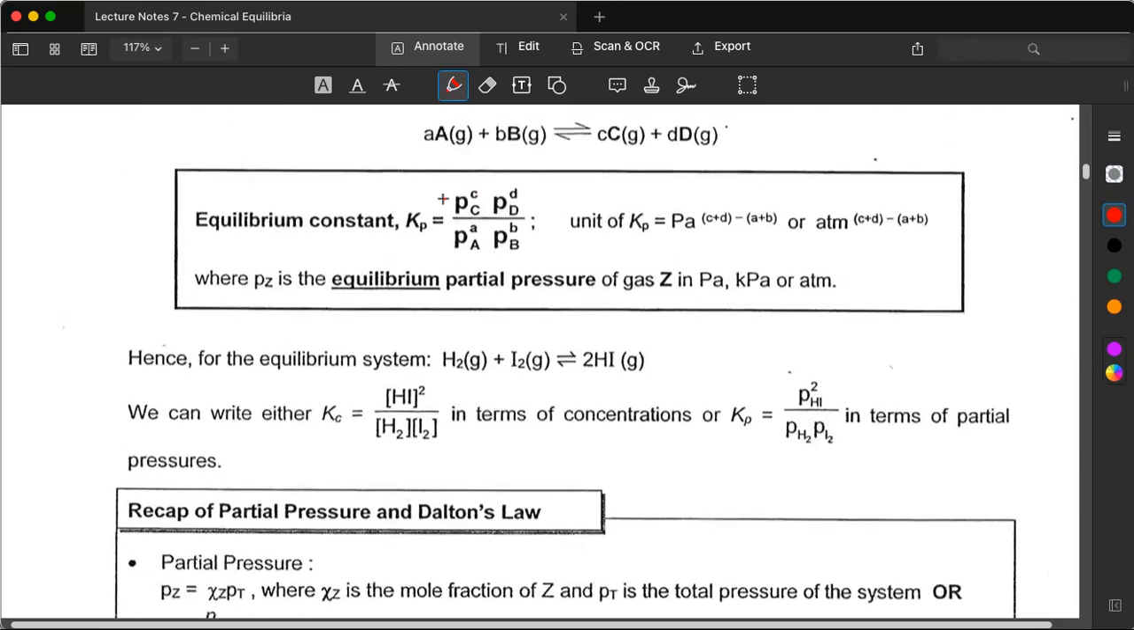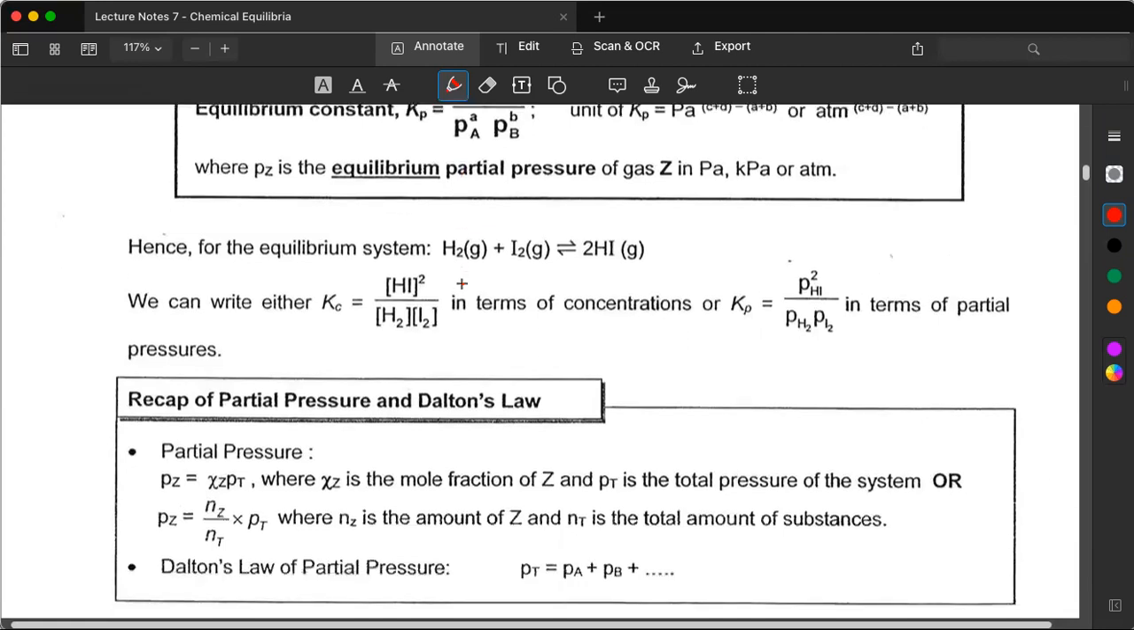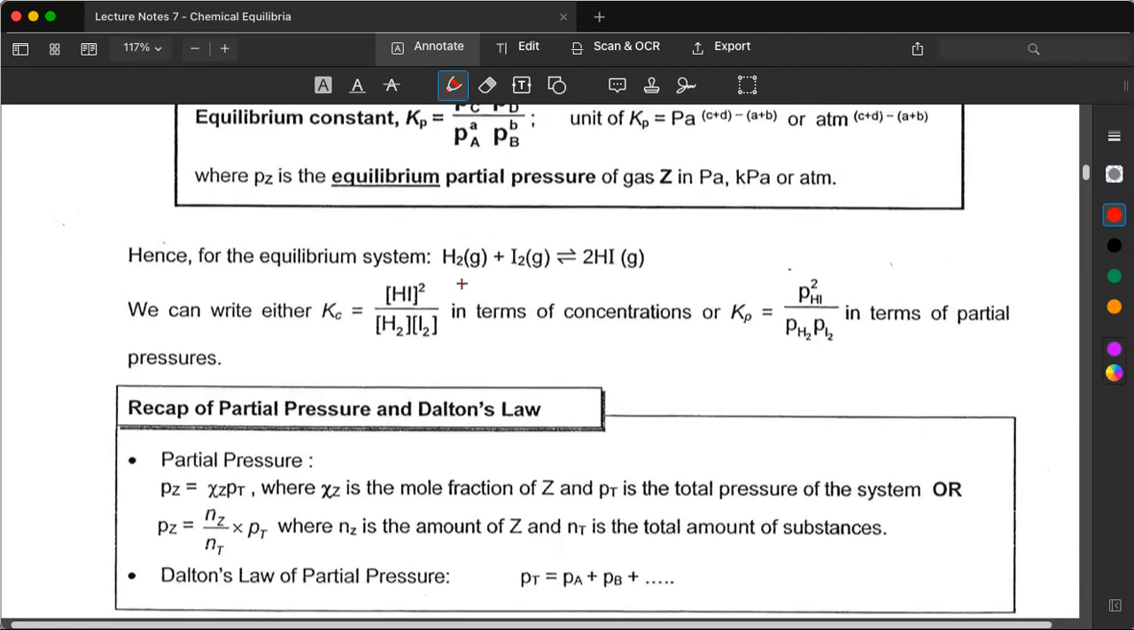Pz refers to any of the gases in the system. Let's look at an exact example. You have this Kc equals [HI]^2 divided by [H2][I2]. You write down the expression for Kp, which equals partial pressure of HI to the power of 2, because the ratio is 2, divided by partial pressure of H2 times partial pressure of I2, each raised to the power of 1, since the stoichiometric ratio happens to be 1.